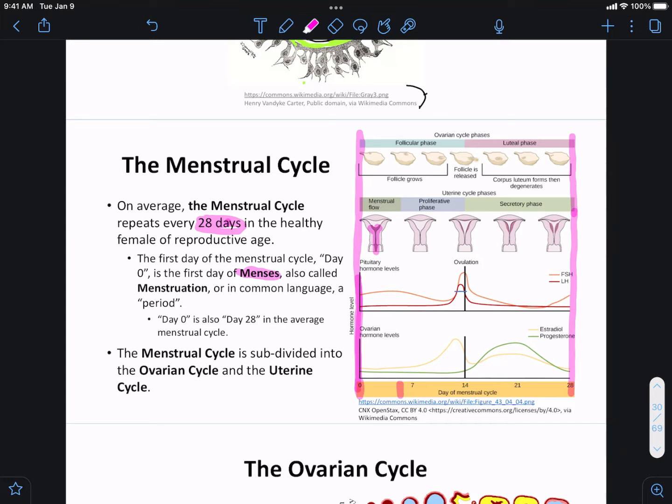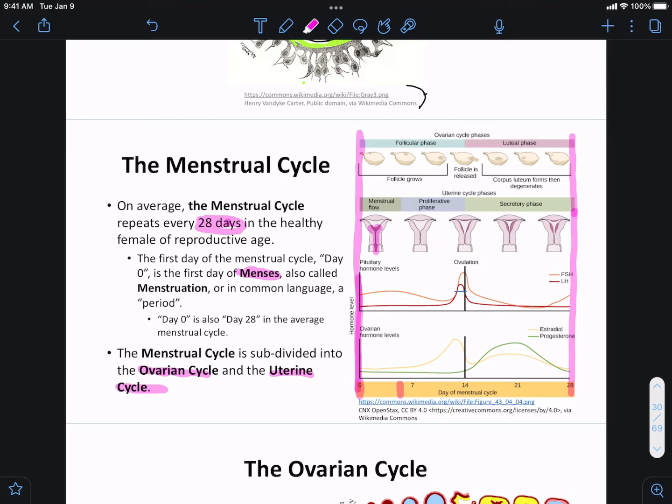The menstrual cycle includes everything that's happening in the female reproductive tract, including what's going on in the ovaries, what's going on in the uterus, and the hormone levels that are ebbing and flowing. All of that is the menstrual cycle. We can further subdivide it into the ovarian cycle, focusing on just what's going on in the ovaries, and the uterine cycle, just what's going on in the uterus, putting them together into the overall cycle. So let's take a look at the ovarian cycle first.